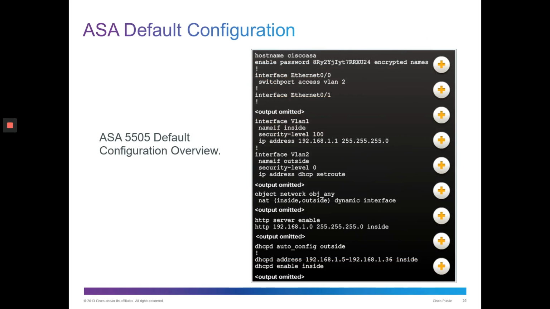And this is some sort of a default configuration of your Cisco 5505. You can see you got the host name, security information, and also the VLAN information. It's all over here by default.